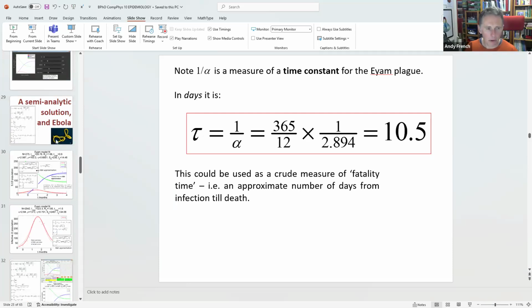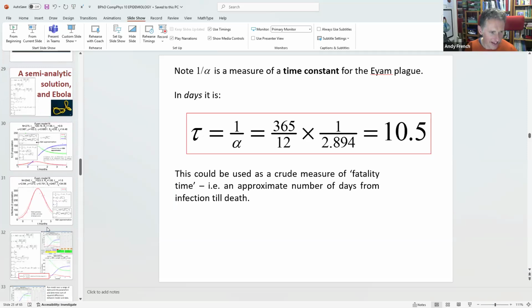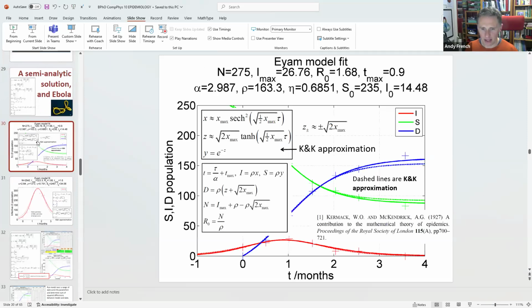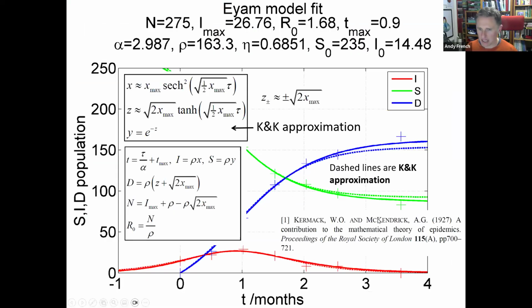So I think what I want to do is put one slide on this, just as food for thought, because it gets a bit more mathy here. Essentially, there is a very famous equation for this by Kermack and McKendrick, and it involves a sech squared function, which predicts the red curve. But it's not quite right. It's not actually as symmetric as this.